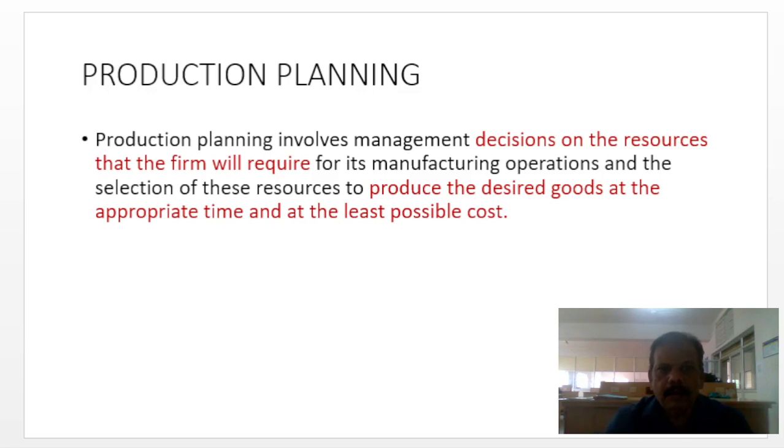Production planning, by definition, involves the management decision on the resources that the firm will require for its manufacturing operations, and the selection of these resources to produce the desired goods at the appropriate time at the least possible cost. That is, we have to use the resources, the men, machines, and materials along with the money, to utilize the resources effectively and efficiently to produce products.